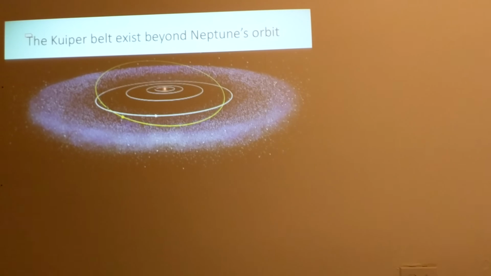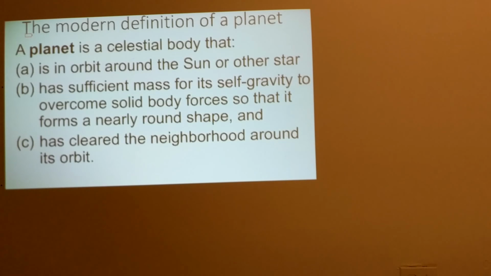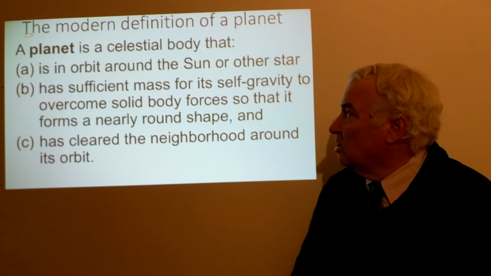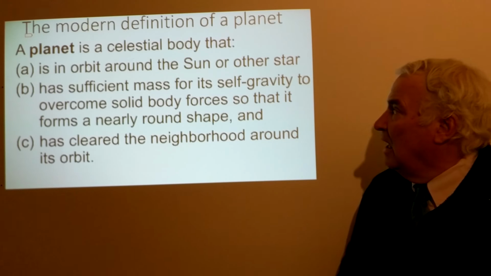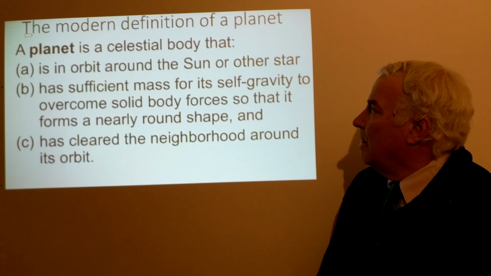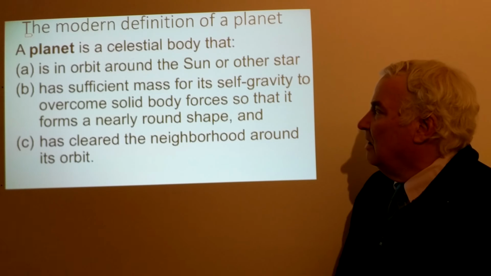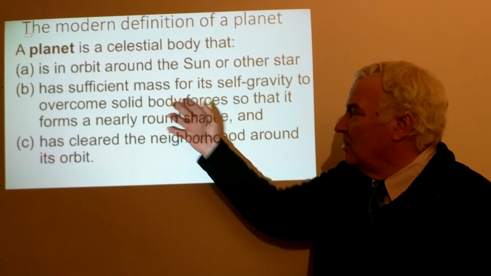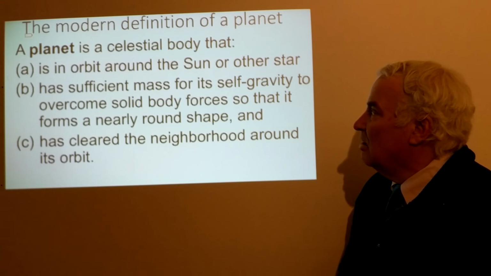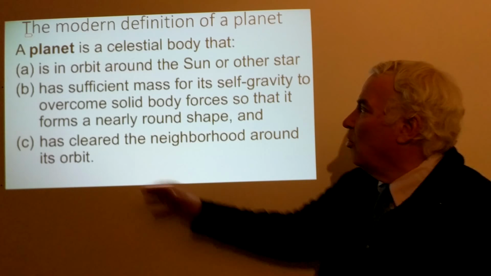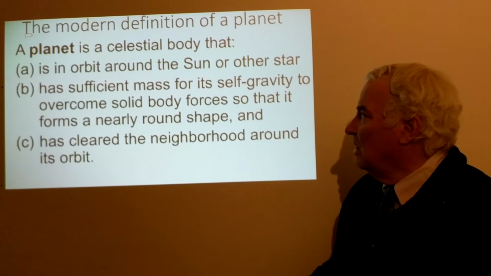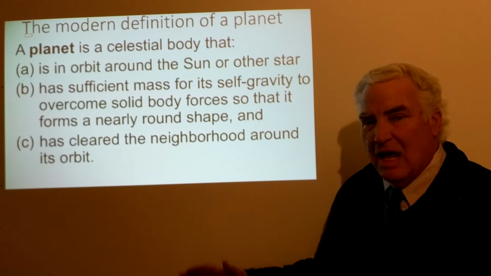So if we think about what could be done for that, this is the actual definition adopted by the International Astronomical Union: a planet is a celestial body that has three properties, and it must have all three to be a planet. If it has only A and B here, it is considered a dwarf planet. So for a planet, it has to be in an orbit around the sun or another star. All right, so that means it can't be a moon.